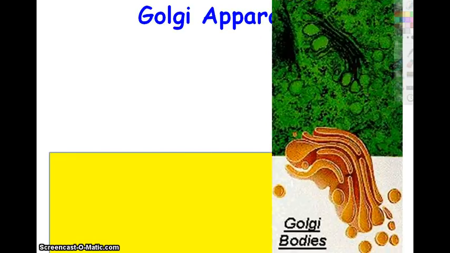Here's a diagram. The green is an electron microscope picture of the Golgi bodies. The drawing at the bottom is just a representation. The little circles coming off the ends, those would be the vesicles that would be then carrying the product to some other location after it had been modified.